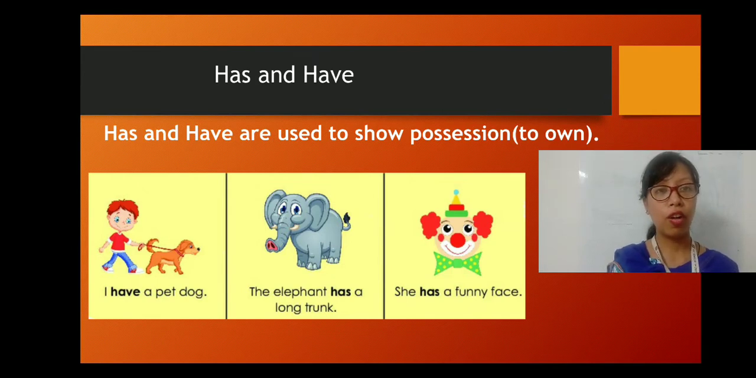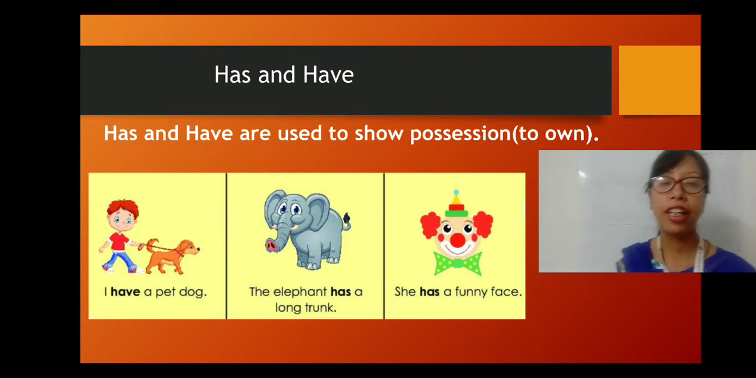The elephant has a long trunk. The trunk belongs to the elephant. He cannot borrow it, right? So the elephant has a long trunk. She has a funny face. The face belongs to the girl. Therefore, we are using has. She has a funny face.